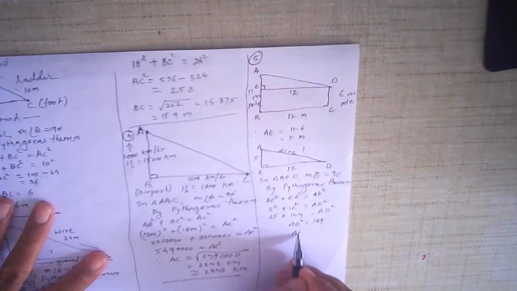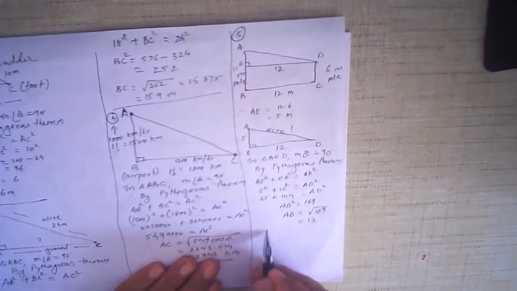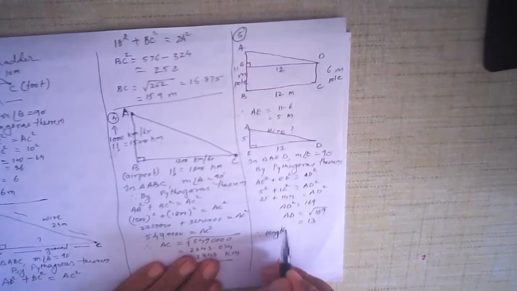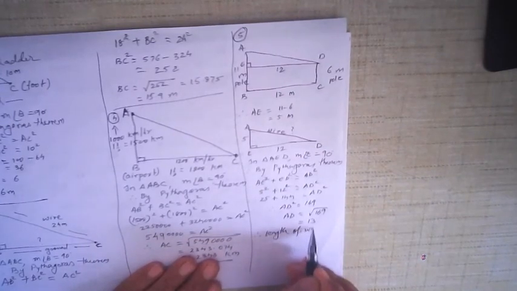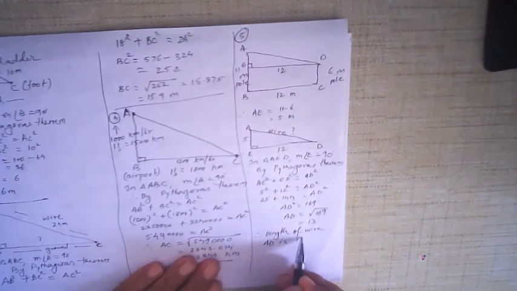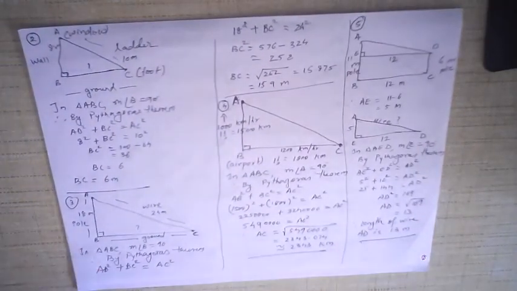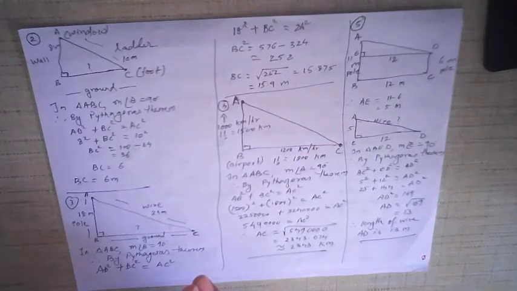The square root of 169 is 13. So the length of the wire, AD, is 13 meters. That is the length of the wire. Now you can see that these problems are not at all difficult to understand. They are based on Pythagoras' theorem. Simple calculations are there, but the proofs of Pythagoras' theorem and its converse are extremely important.